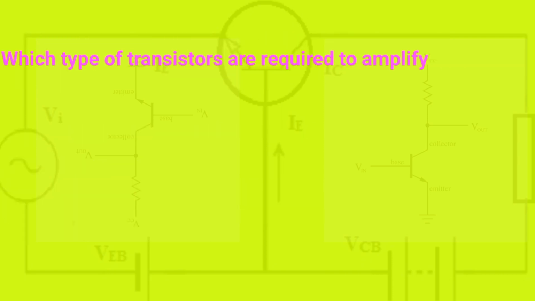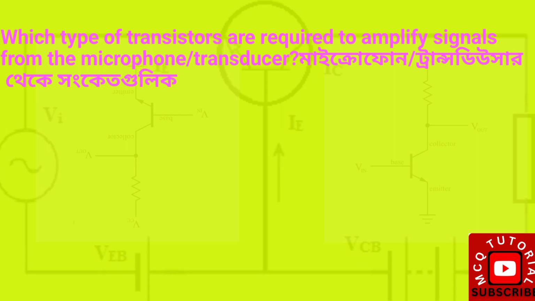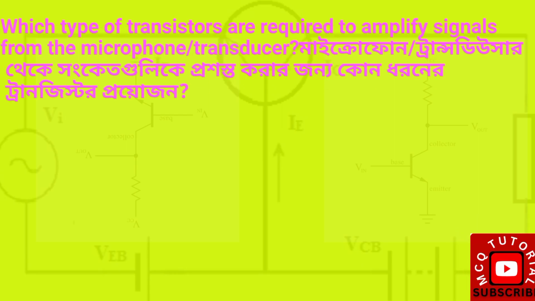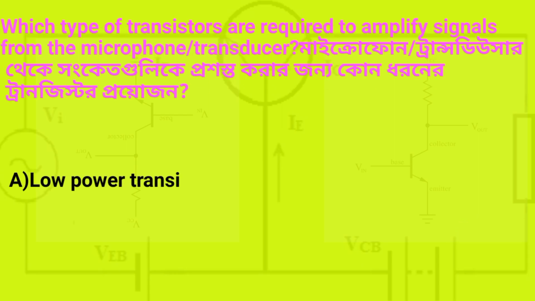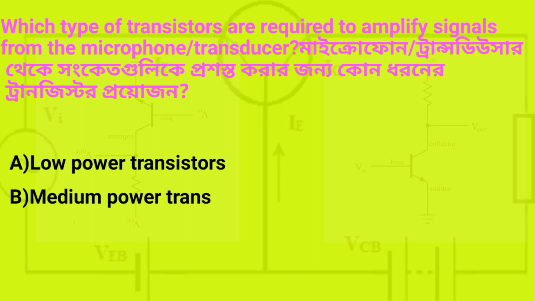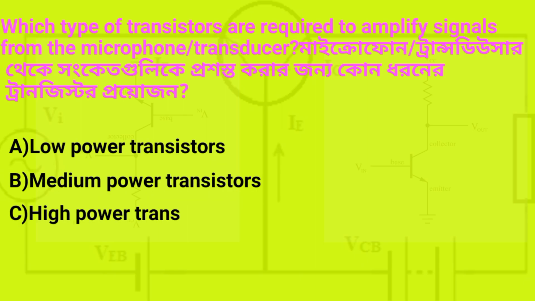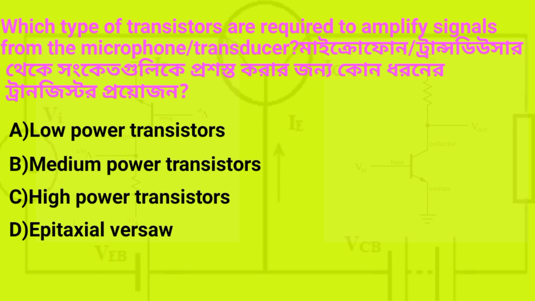Which type of transistors are required to amplify signals from the microphone or transducer? Option A low power transistor, option B medium power transistor, option C high power transistor, option D epitaxial planar transistor.